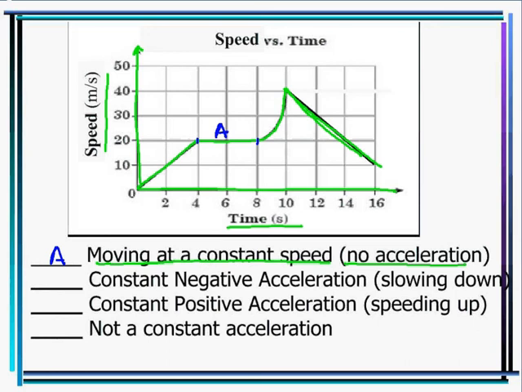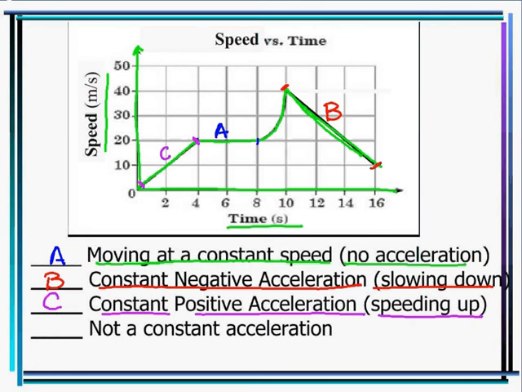If I'm looking for a constant negative acceleration, a slowing down at a constant rate, well, the only part on this entire graph where I'm decreasing speed at all is from here to here, and it is a straight line, or a constant rate. So B would be a constant negative acceleration. So let's look at a constant positive acceleration. Between here and here, I'm increasing speed, but at a constant rate because it's a straight line. So C is a constant positive acceleration, or a speeding up.